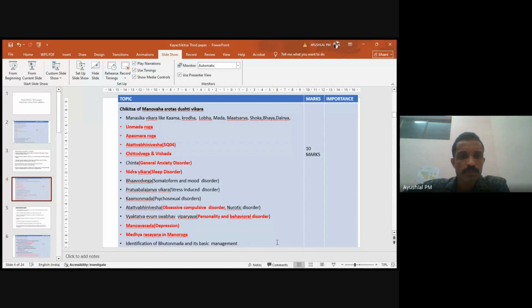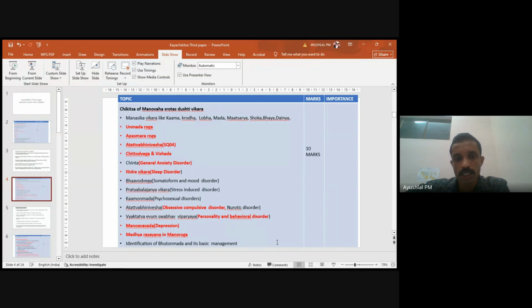Important points start from Unmada, Apasmara. Unmada Roga is very, very important, especially the treatment part of Unmada. Apasmara is the same: types of Apasmara, and Atattvabhinivesha. Atattvabhinivesha is an important point which can be asked for 5 marks. We get the references from the Apasmara Chikitsa itself in Charaka Samhita. What is the action of Atattvabhinivesha?